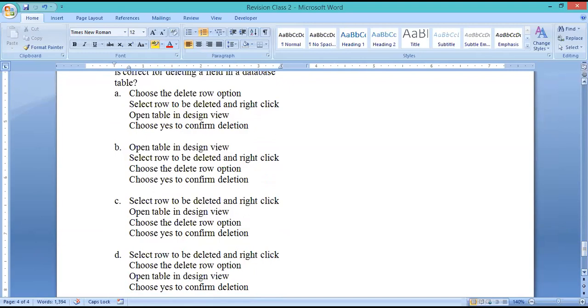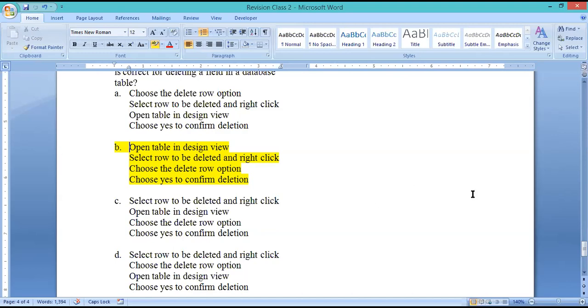It's B. Correct. So you open the table in design view, select the row that you want to be deleted, choose the delete row option, and choose yes to confirm deletion.